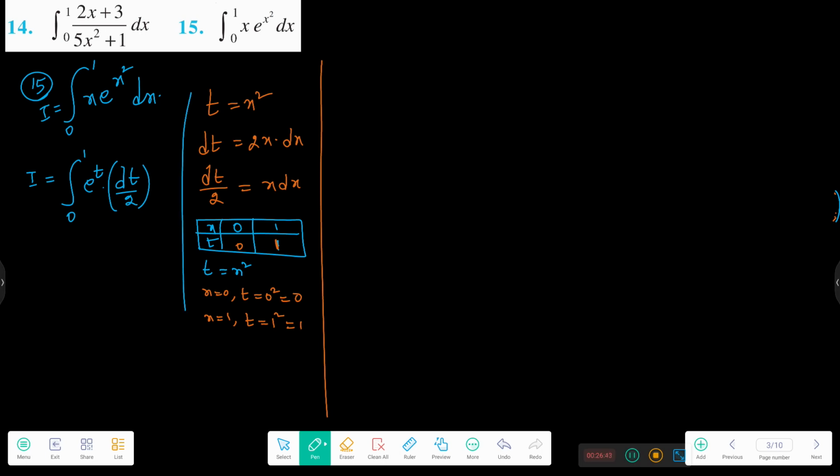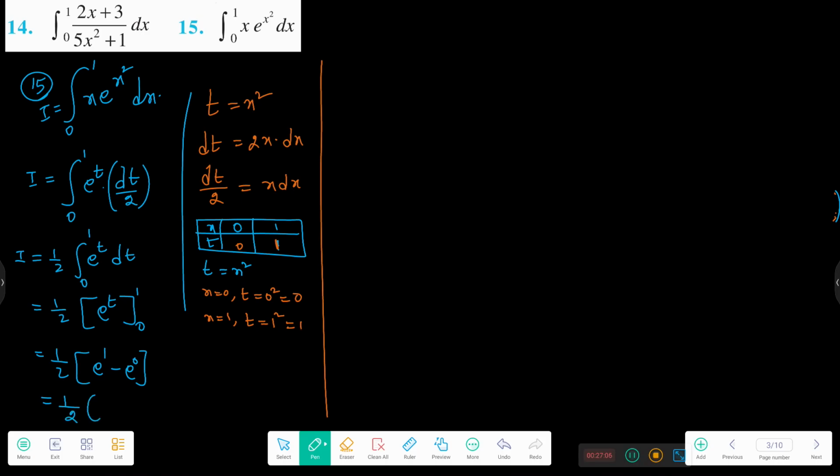When you take the 2 outside, what am I getting? Half of the integral of e^t dt from 0 to 1. The integral of e^t with limits 0 to 1: applying the upper limit, e^1 minus e^0, so 1 by 2 into (e minus 1). That's it. This is the required answer for the 15th one.